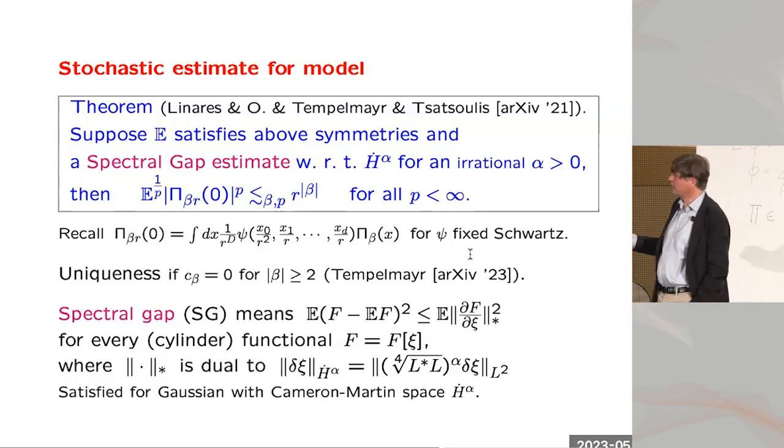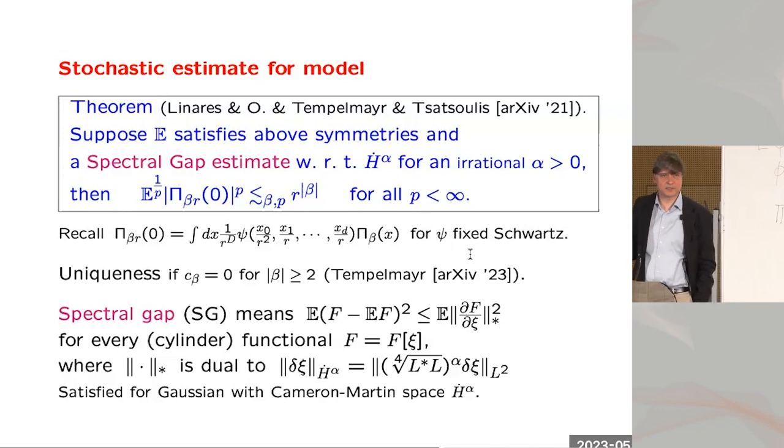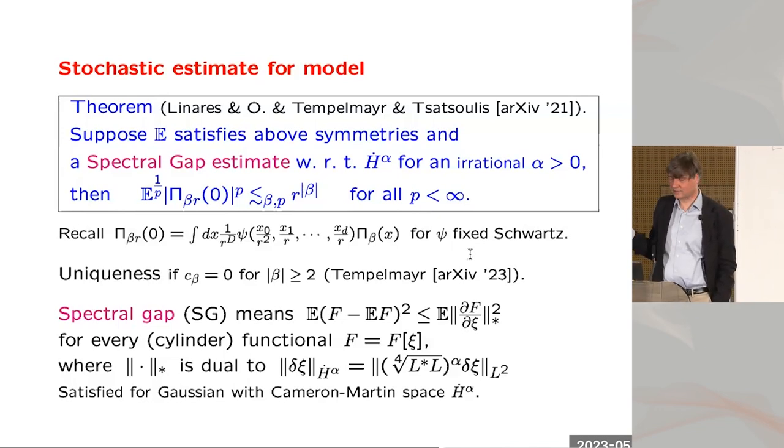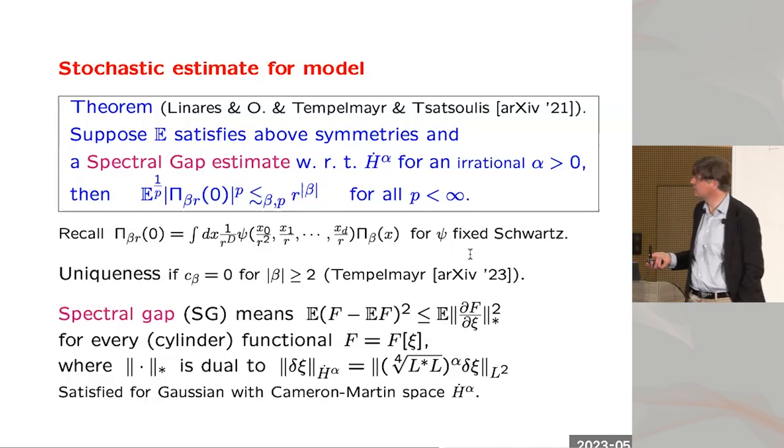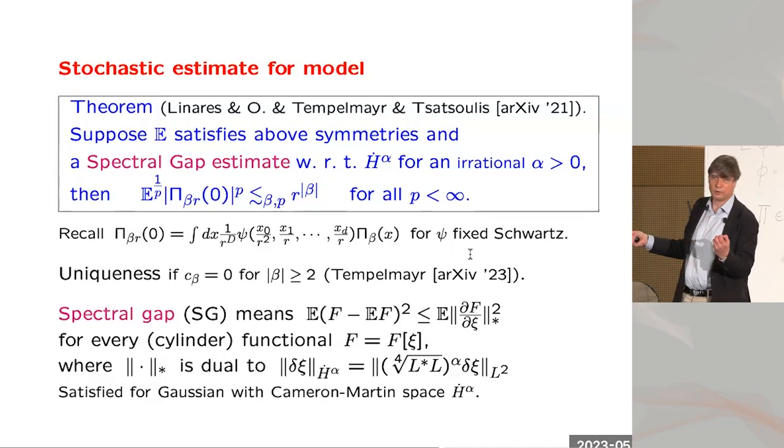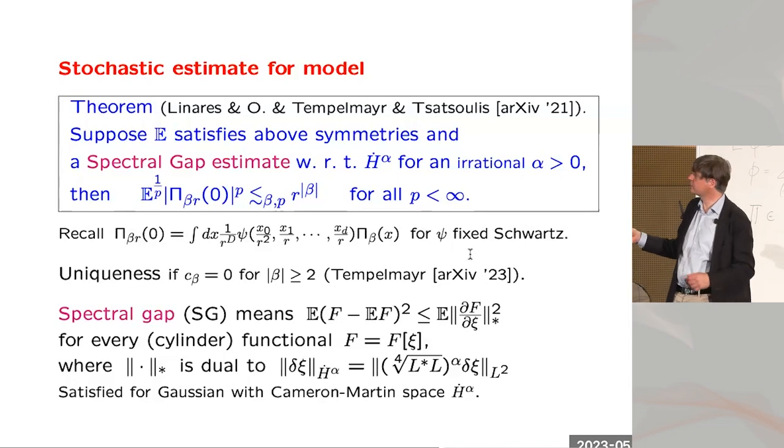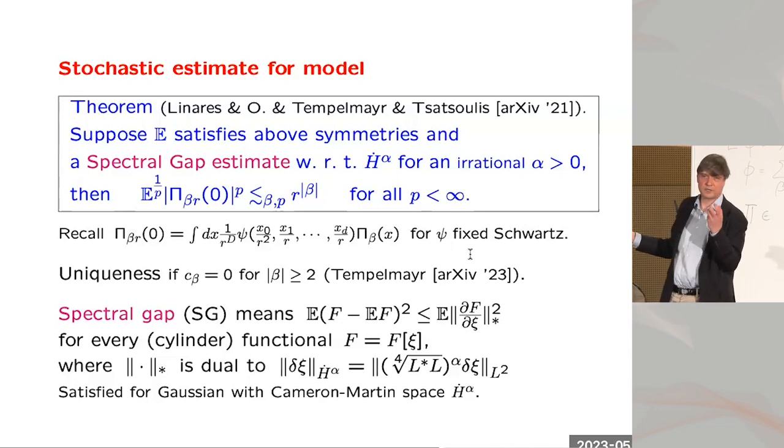And what does it mean to satisfy a spectral gap? That's, if you want, an infinite dimensional Poincaré inequality, a Poincaré inequality on probability space. So what it does for you is, if you're given an observable or a functional of the noise, some general nonlinear functional of the noise, which you can also interpret as a random variable, then the variance of this random variable is estimated by the expectation of the square of a gradient.